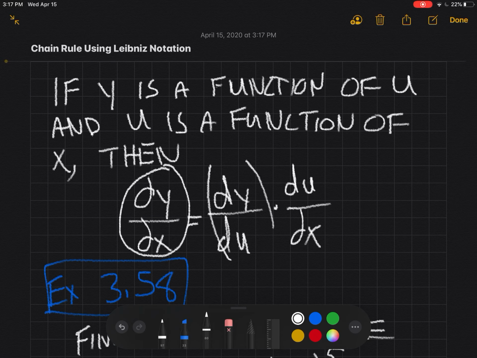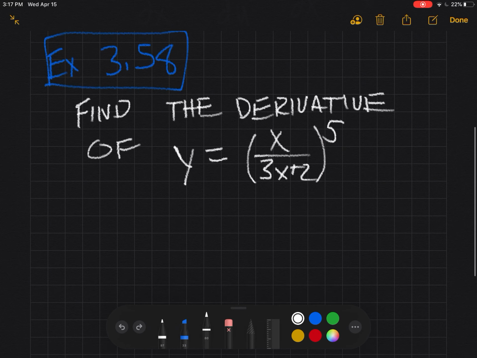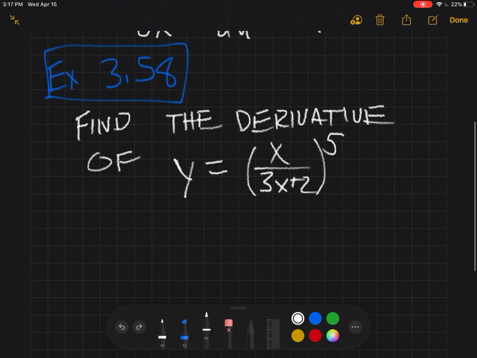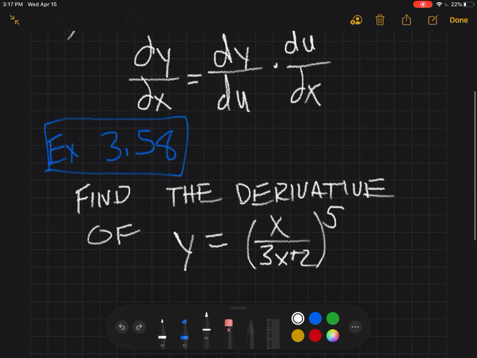All right. So here is the chain rule, but just with a little bit of different notation. So we're saying if y is a function of u and u is a function of x, then when I take the derivative of y with respect to x, that's going to be the product of the derivative of y with respect to u and the derivative of u with respect to x.